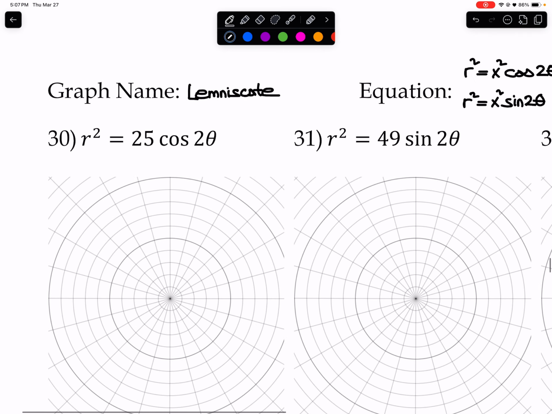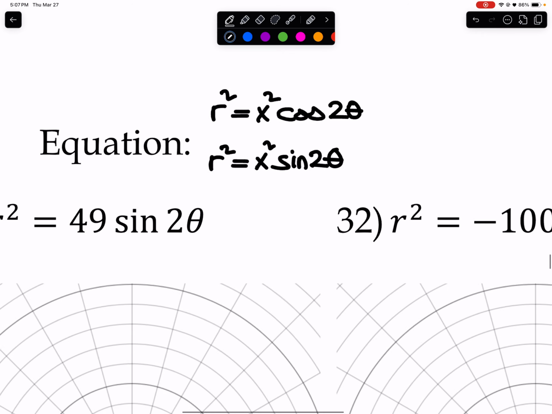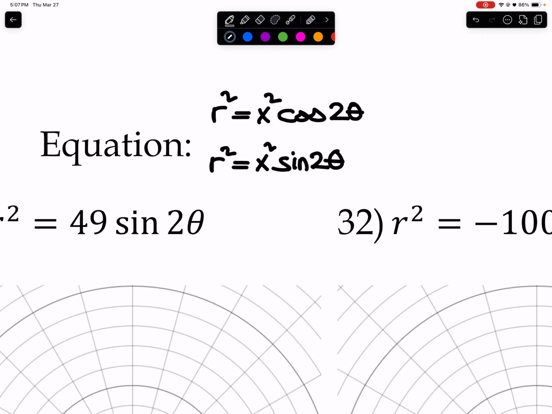So the next one we're going to do is what we call a lemniscate. So a lemniscate is essentially a fancy way of saying a figure eight. So the figure eights are going to go in a specific way. So here's your equations first off. So the lemniscates are the only equations that have an r squared.